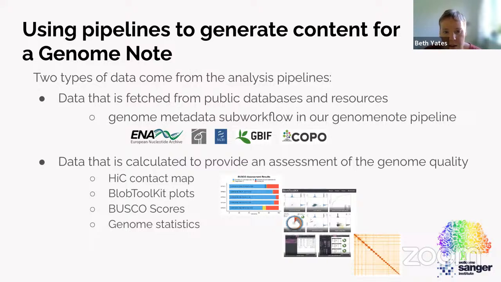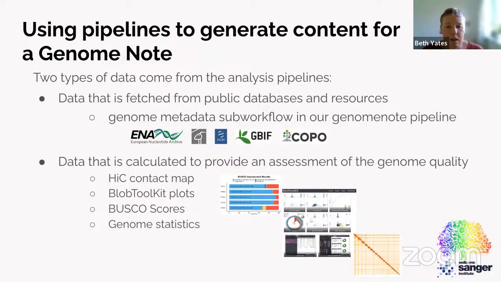So this is things like ENA, GoaT, NCBI, GBIF, where we get some of the taxonomy data, and COPO, who do a lot of the sample brokering for us. They have a lot of information about how the sample was collected and how it was preserved, and we can pull that information from them and include it within the Genome-Note.